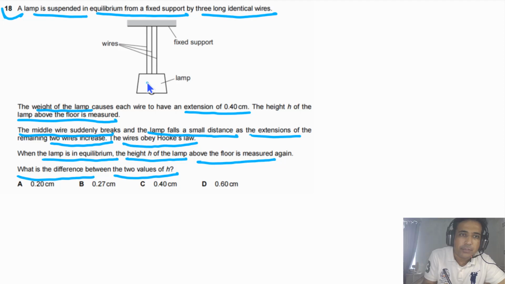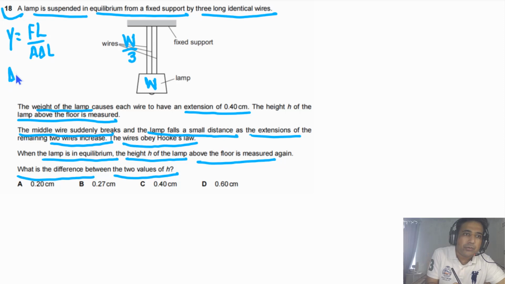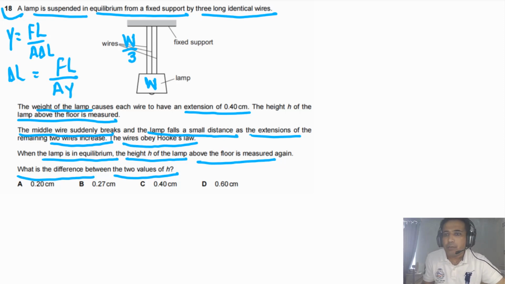First of all, we can imagine in this case the weight of the lamp is W. So the tension in each wire will be equal to W by 3. Now we need to understand Young's modulus. Young's modulus is equal to FL over A times delta L. From here we can write delta L equal to FL divided by A times Y. But for this question, it is given that these wires are identical, so L is the same, A is the same, Y is also the same.